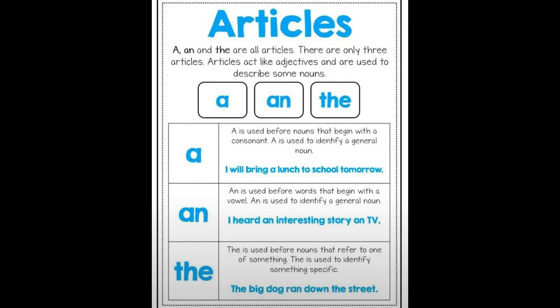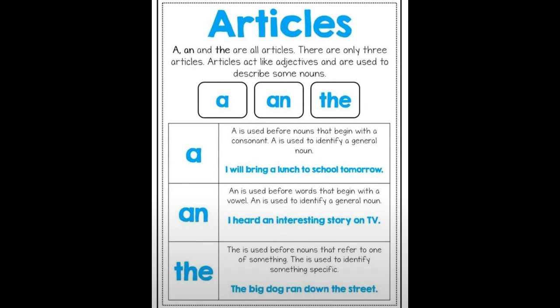Pretty simple, right? But here's an interesting fact. It's not just about the first letter of the word. It's about the sound. For instance, in the phrase an hour, we use "an" because hour begins with a vowel sound, even though the letter H is technically a consonant. Cool, isn't it?